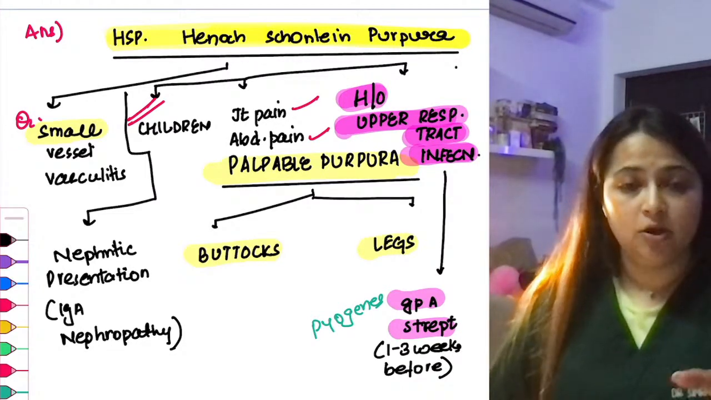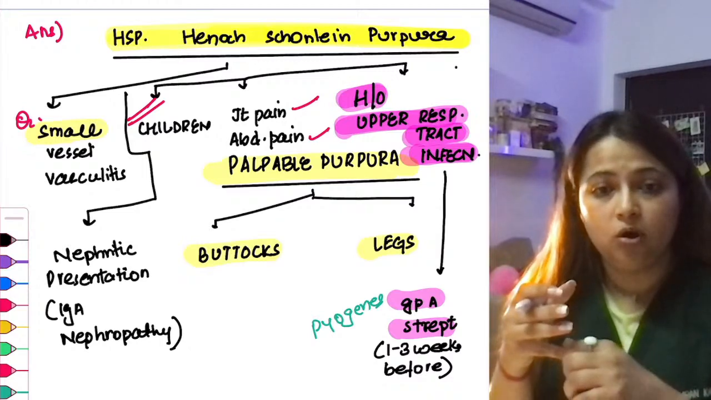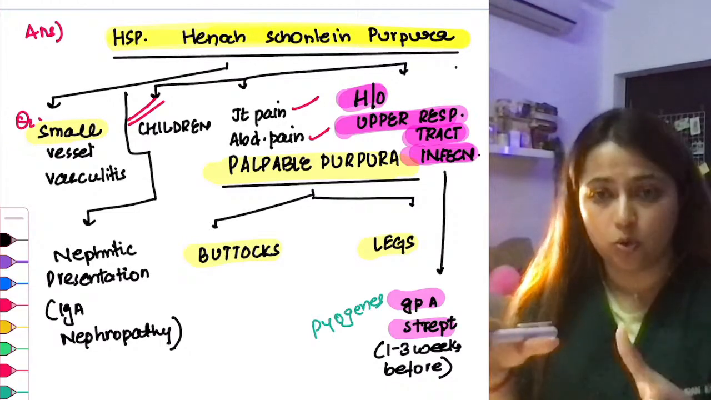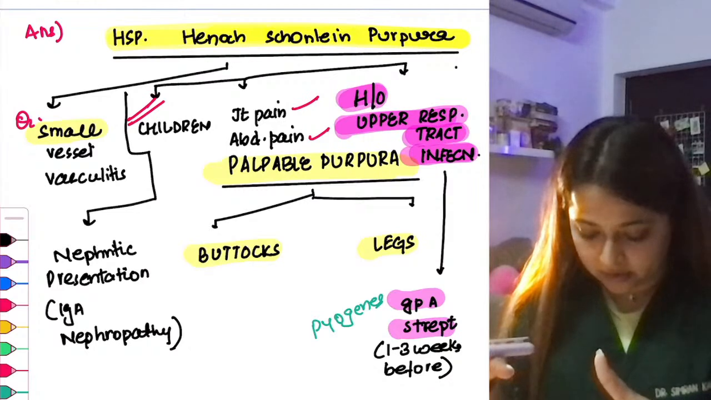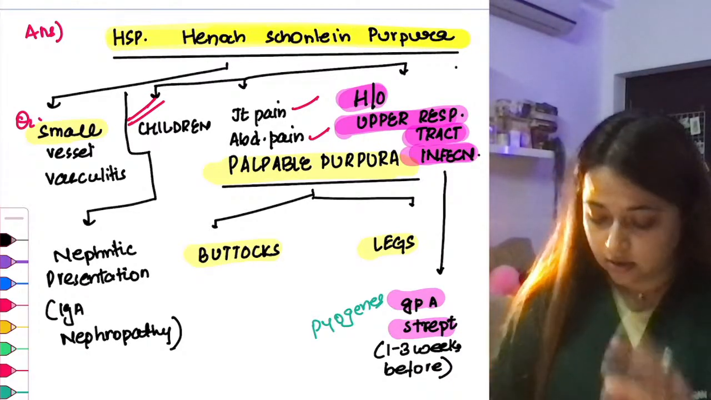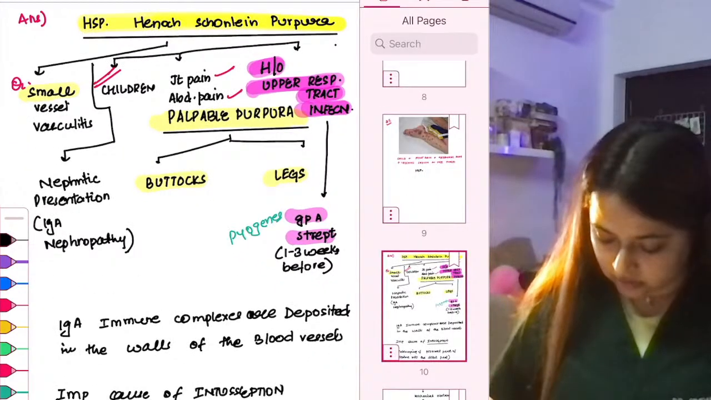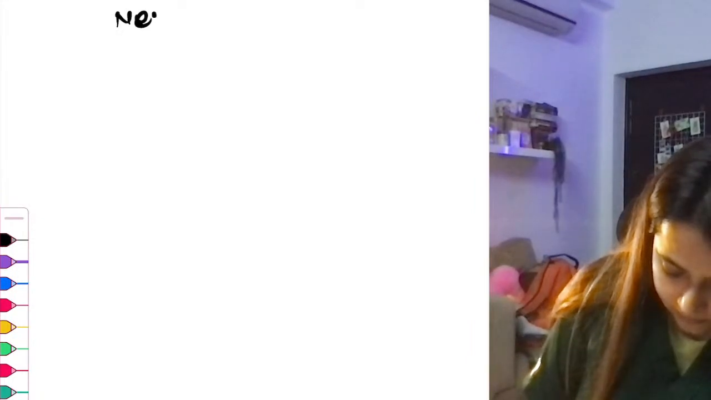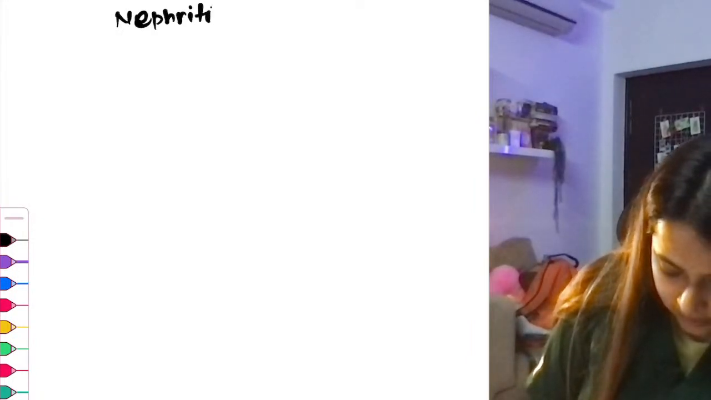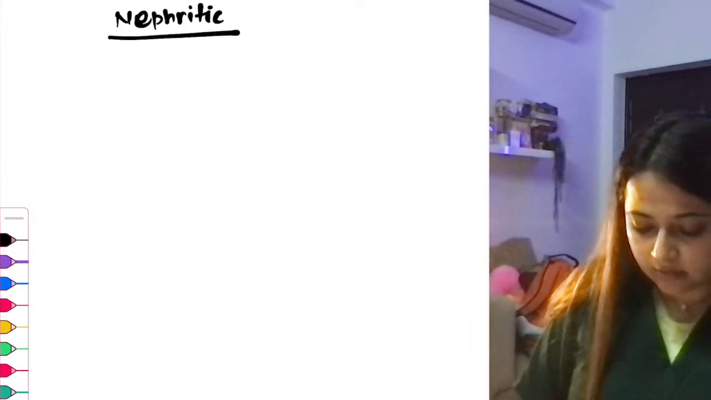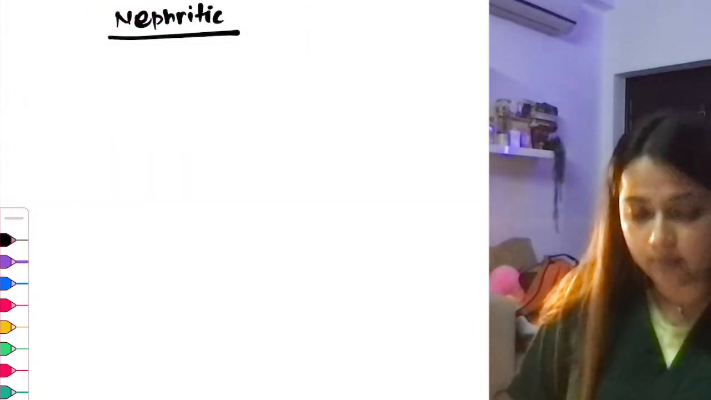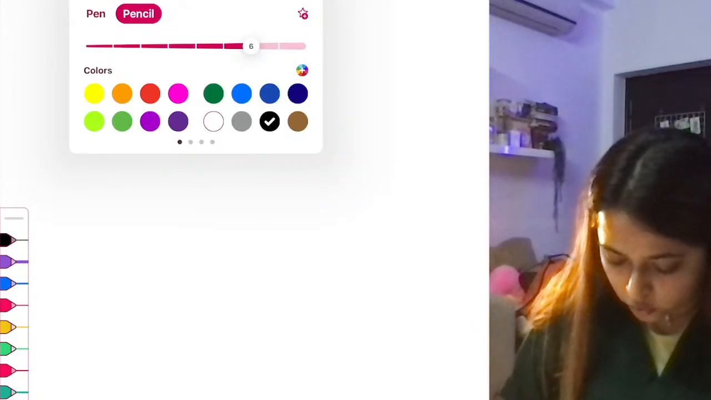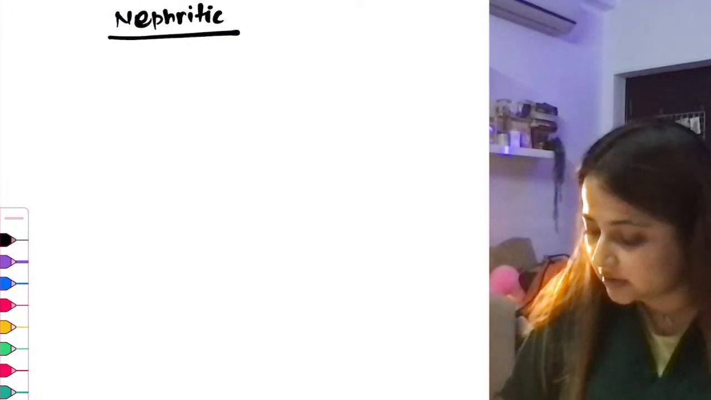Now, in Henoch-Schönlein purpura, there could be involvement of the vessels in the kidney also. Okay. So what type of presentation are you expecting in HSP? Your answer is nephritic presentation. So this is very important. Nephritic presentation. So write down this point. So guys, before continuing about the rest of the things, you should know what is nephritic and what is nephrotic.